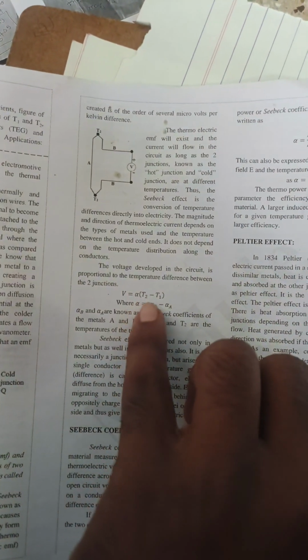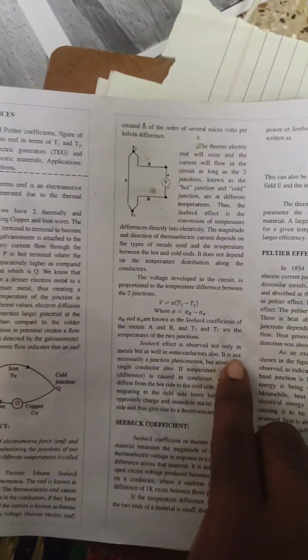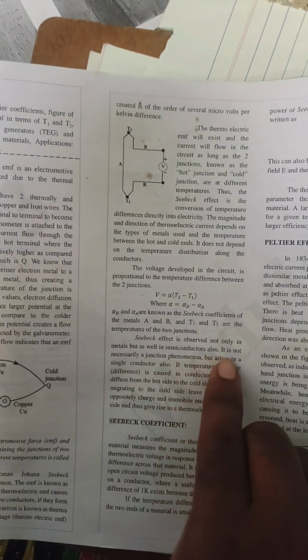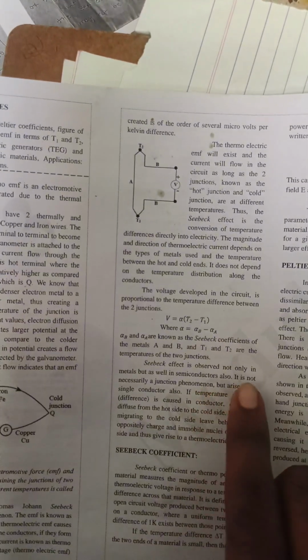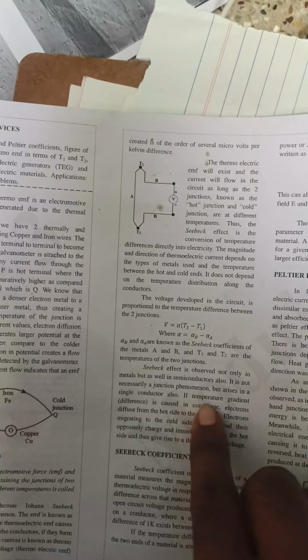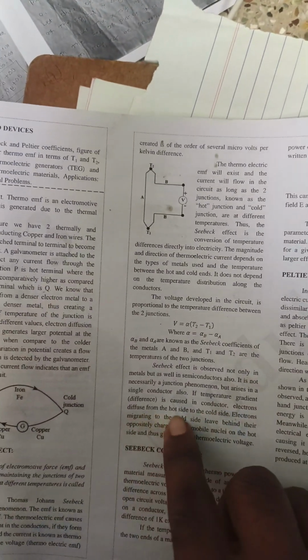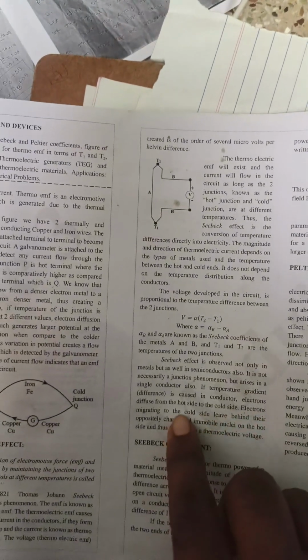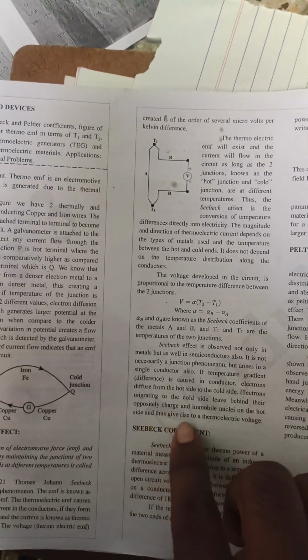V equals alpha (T2 minus T1), where alpha is alpha A minus alpha B. The Seebeck effect is observed not only in metals but also in semiconductors. You can write this also. It is basically a junction phenomenon. In a thermoelectric generator, electrons on the hot side move toward the cold side, leaving behind the opposite charge on the hot side, thus giving rise to thermoelectric voltage.